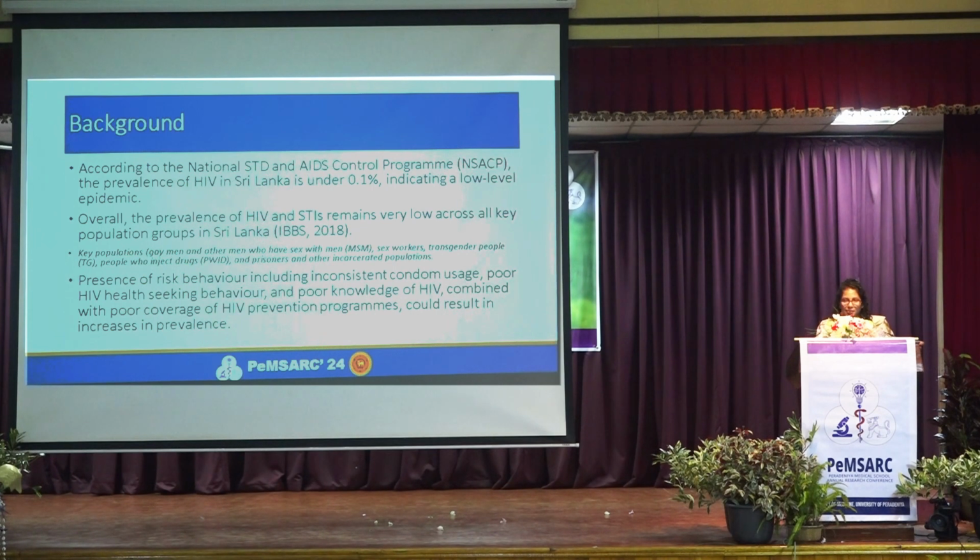Gay men and other men who have sex with men, which for the purpose of this presentation I'll abbreviate as MSM; commercial sex workers, male and female both; transgender people; people who inject drugs; and prisoners and other incarcerated populations. There is also the presence of risk behavior, including inconsistent condom use.